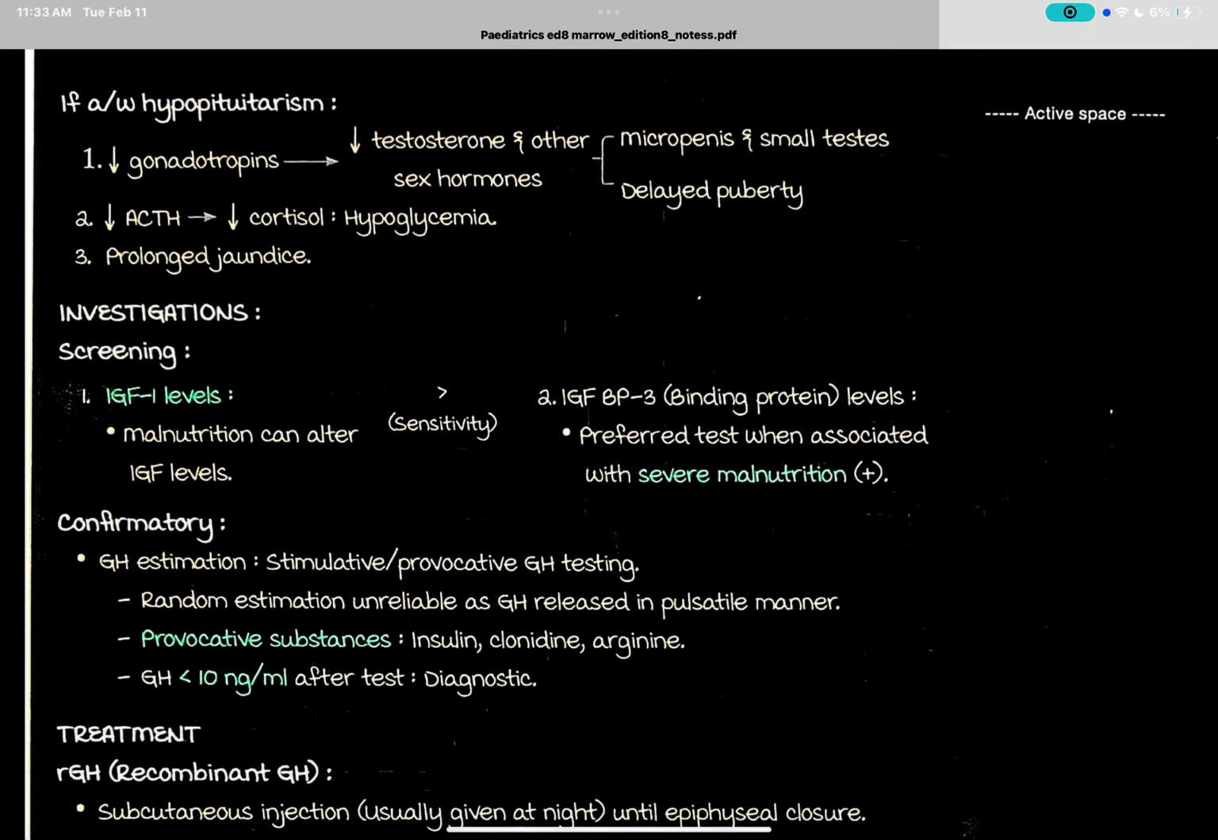If associated with hypopituitarism, then there will be decreased gonadotropins as well. So decreased testosterone and other sex hormones, and then there will be micropenis and small testes and delayed puberty. If there is decreased adrenocorticotropic hormone, then there will be decreased cortisol and there will be hypoglycemia. There could be prolonged jaundice as well.